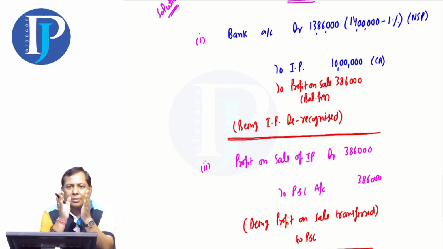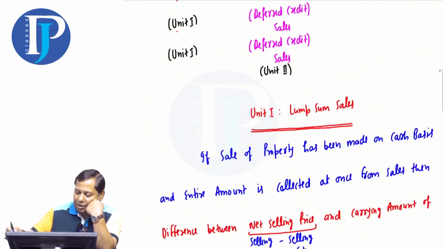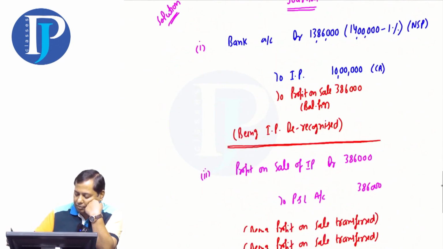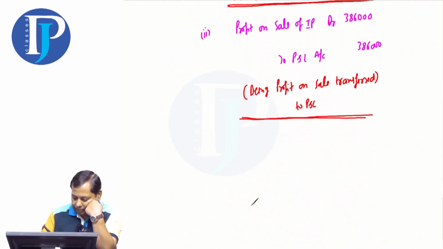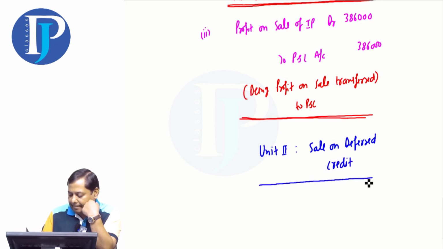In my opinion, the process of lump sum sale is done. And there was nothing in it. Right? I want to tell you about unit number 2. Create a heading, students. Unit number 2. Sale on deferred credit. Sale on deferred credit. How will this happen? Sale on deferred credit is important.